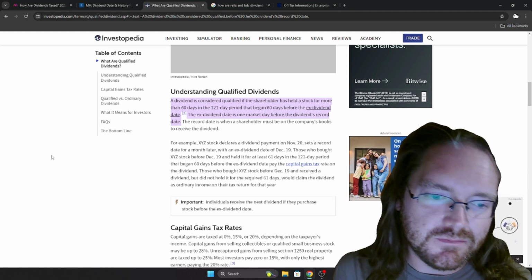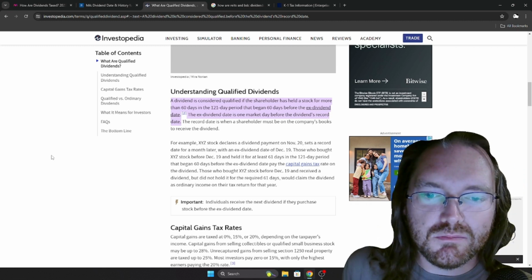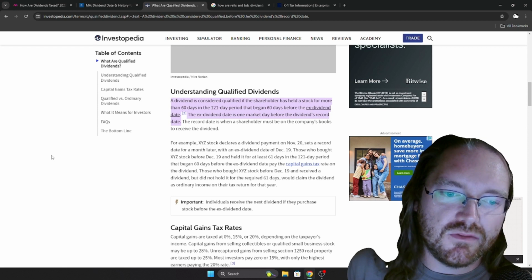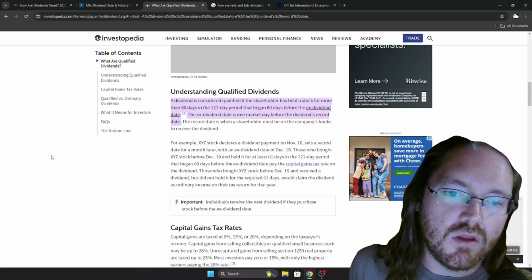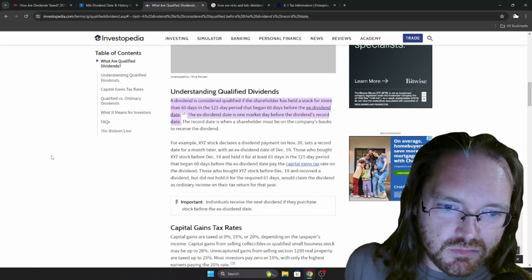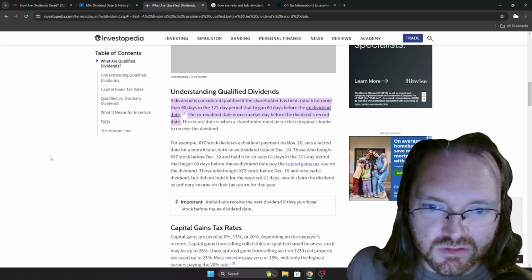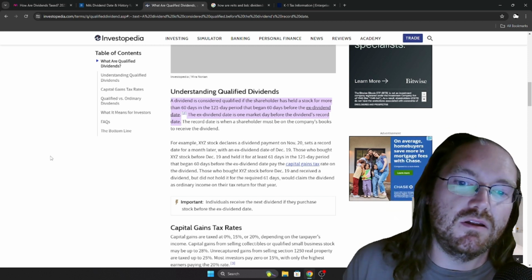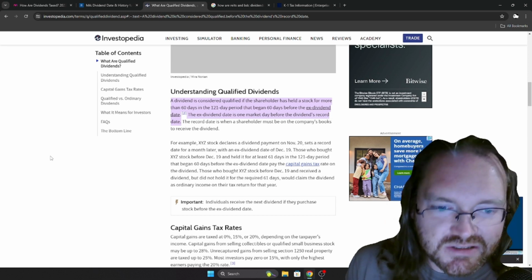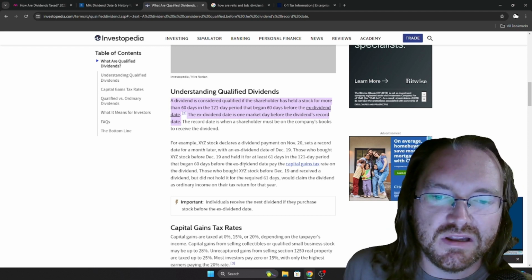So their example here: XYZ stock declares a dividend payment on November 20th, sets a record date for a month later on December 19th. Those who bought the stock before December 19th and held it 61 days in the 121-day period that began 60 days before the ex-dividend date pay the capital gains tax rate.